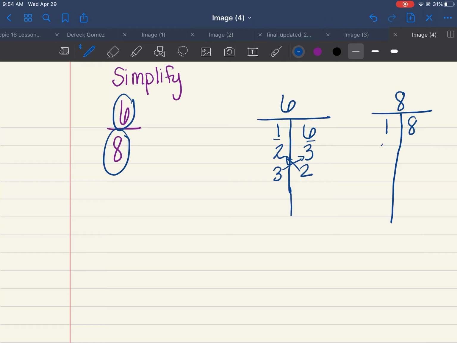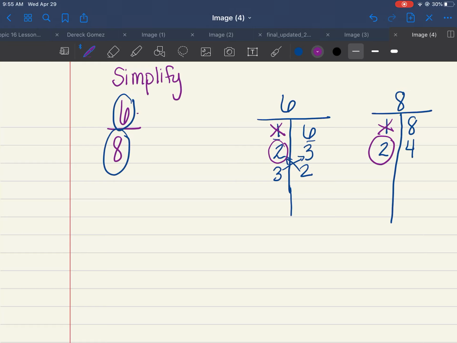So these are the only numbers that can give me 6. So now I'm going to go to 8. What numbers can I multiply that give me 8? 1 times 8, 2 times 4, 3 times nothing, 4 times 2, it's already there. 5 times nothing, 6 times nothing, 7 times nothing, 8 times 1, but it's already here.